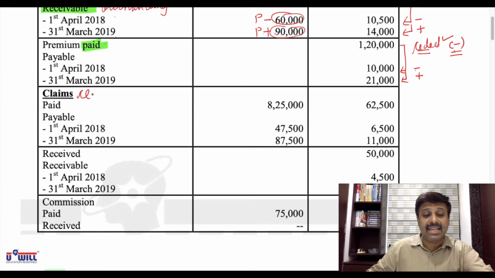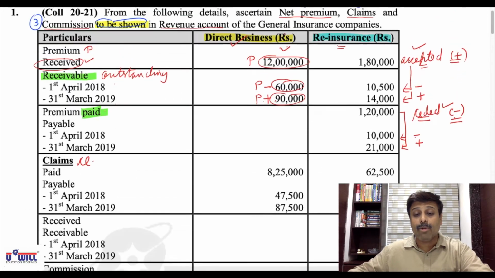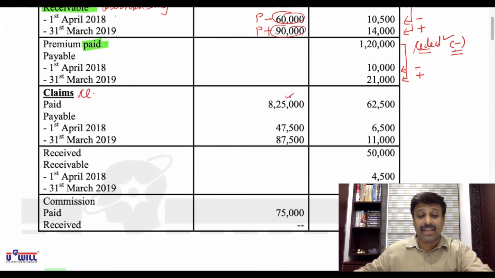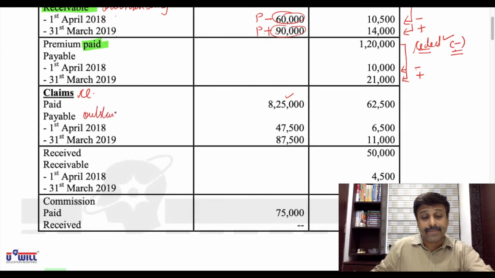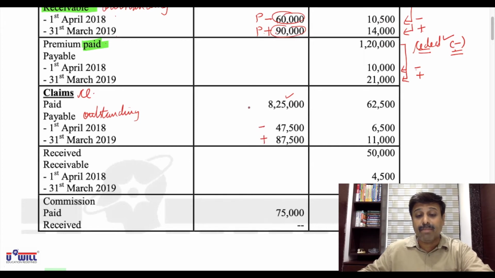Claims means CL. Okay. Now direct business 8,25,000. Again, payable means it is outstanding. So same thing, opening outstanding we will minus and closing outstanding we will plus. In claims, opening outstanding minus, closing outstanding plus.